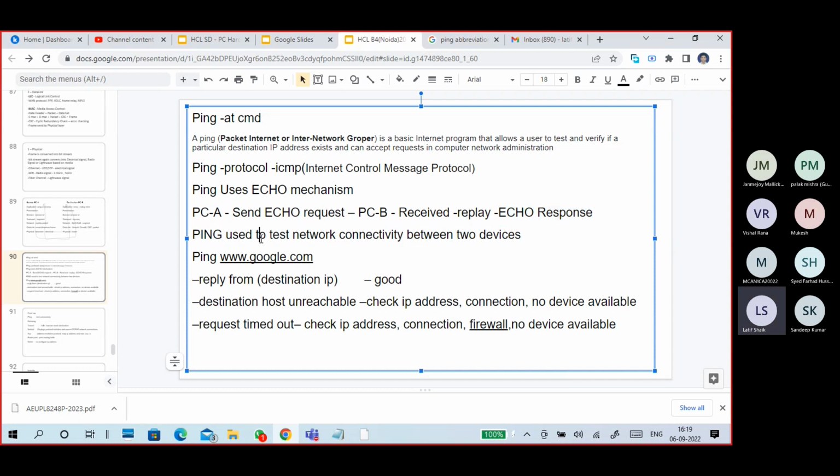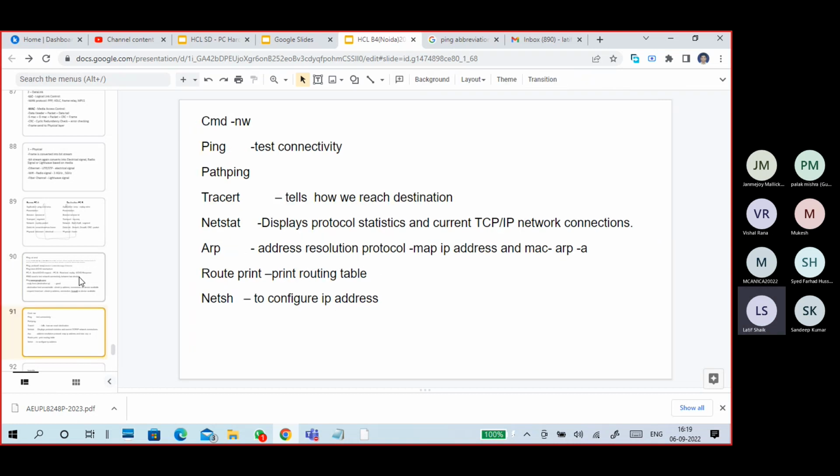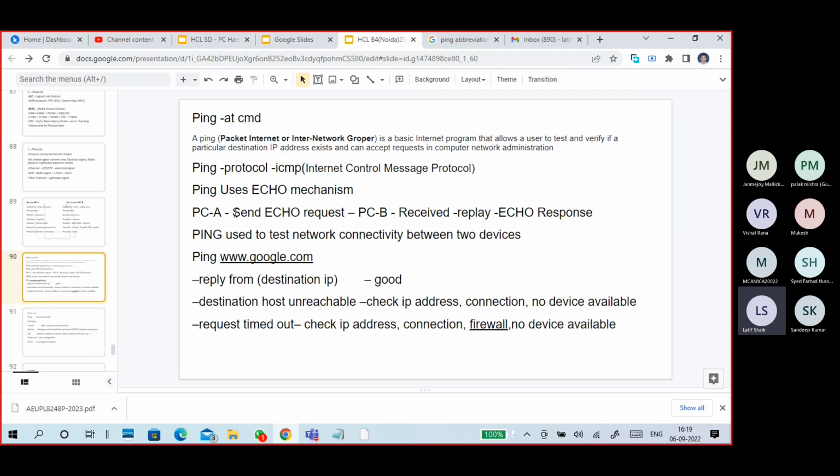So what is the use of ping? To test the network, to test the connectivity between devices. You have two computers, and you are pinging from one PC to another PC. It means both PCs are able to communicate with each other. So that is called a ping. Ping is to test connectivity between devices.